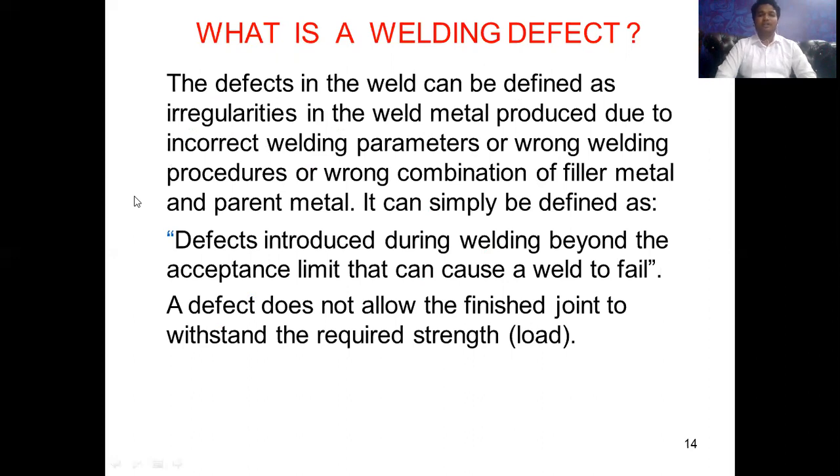The defect in the weld can be defined as irregularities in the weld metal produced due to incorrect welding parameters or wrong welding procedures or wrong combination of filler metal and parent metal. It can be simply defined as defects introduced during welding beyond the acceptance limit that can cause a weld to fail. A defect does not allow the finished joint to withstand the required strength or load.